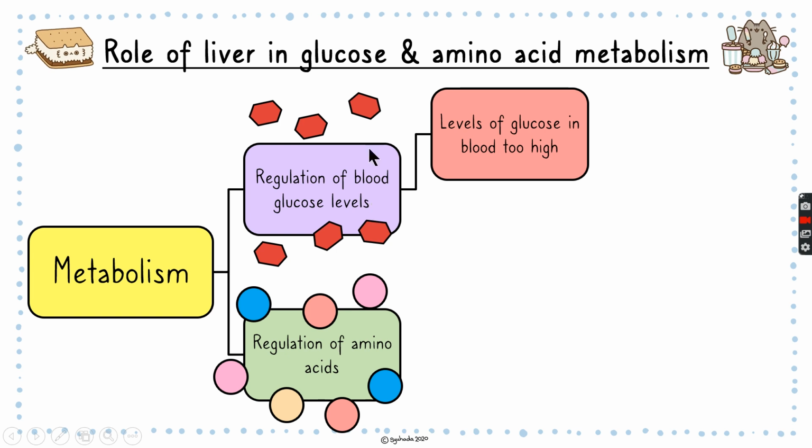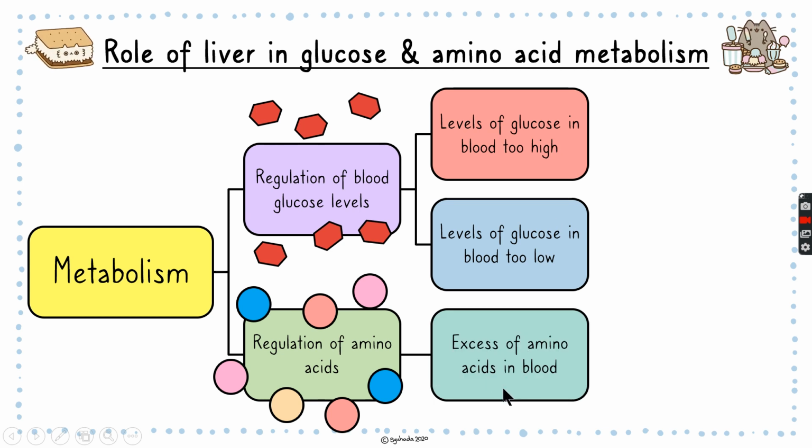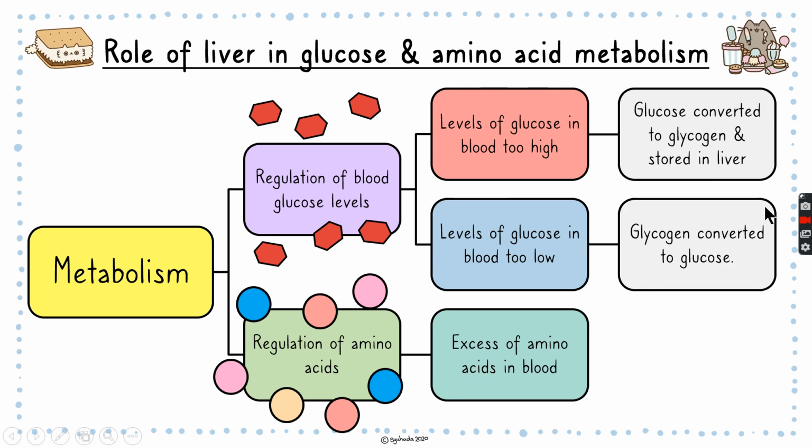In terms of glucose level, the liver will react if there is a high level of glucose in the blood and if there is a low level of glucose in the blood. What happens if it's too high in the blood? And if there's excess of amino acid as well? In the case of high glucose level in the blood, the glucose will be converted to glycogen and stored in the liver. In terms of low glucose, which happens when you're fasting, glycogen, the stored glucose, will be converted into free glucose that can be used for your cells.